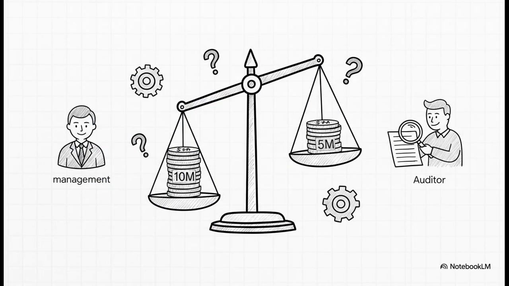So imagine you're auditing Juice WRLD's estate. Management has put a value on his vault of unreleased tracks, calling it an intangible asset worth $10 million. But based on your analysis of streaming data and what the market looks like, you think a more reasonable number is $5 million. That $5 million difference, that's a judgmental misstatement. It's a battle of professional judgments.